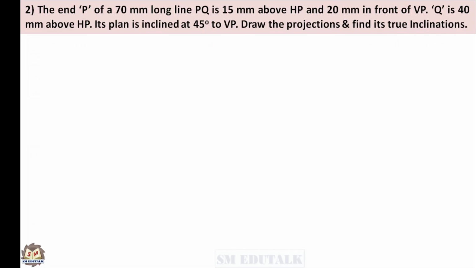Next problem. The end P of a 70 mm long line PQ is 15 mm above HP and 20 mm in front of VP. Q is 40 mm above HP. Its plan is inclined at 45 degrees to VP. Draw the projections and find its true inclinations.